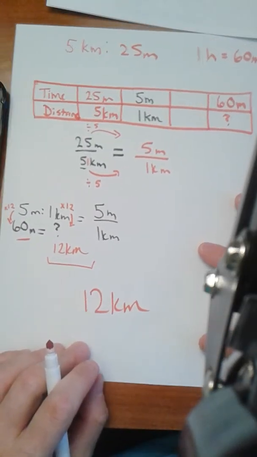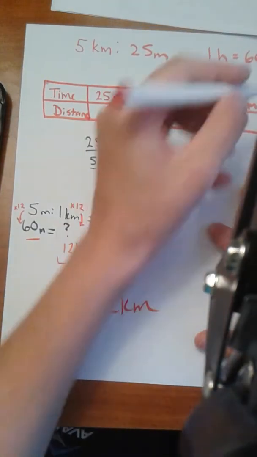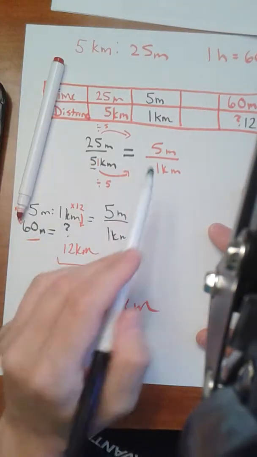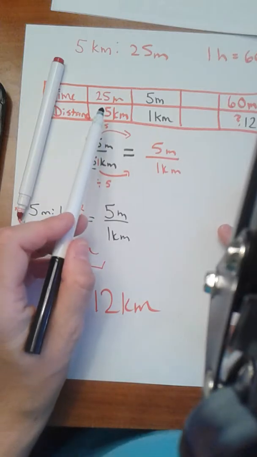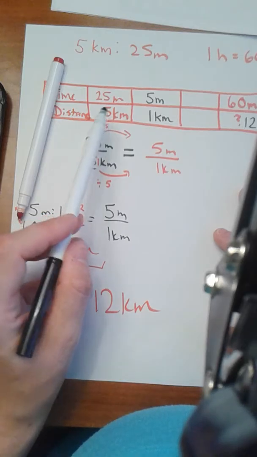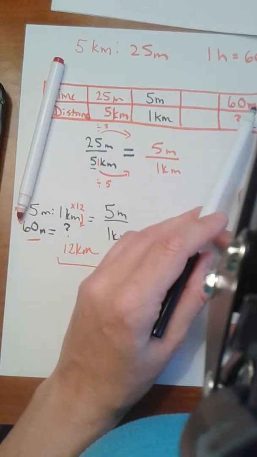It's a multi-step process, but just taking it one thing at a time, we'll be able to figure it out using unit rates. Got to find the unit rate, and then we use that to find the answer.